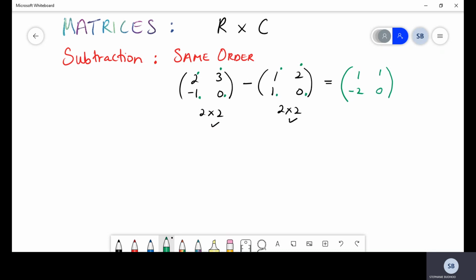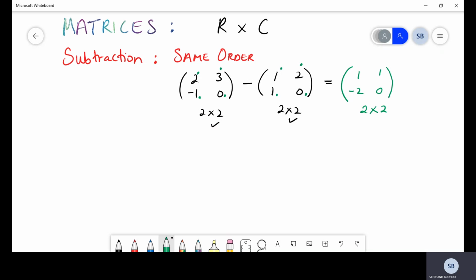And notice that our answer always works out to be of the same format as the matrices we were subtracting. So in addition and subtraction of matrices, not only is the order of the matrices important in order to know if you can perform addition or subtraction, it also tells you the order that your answer will take. So they all look the same.